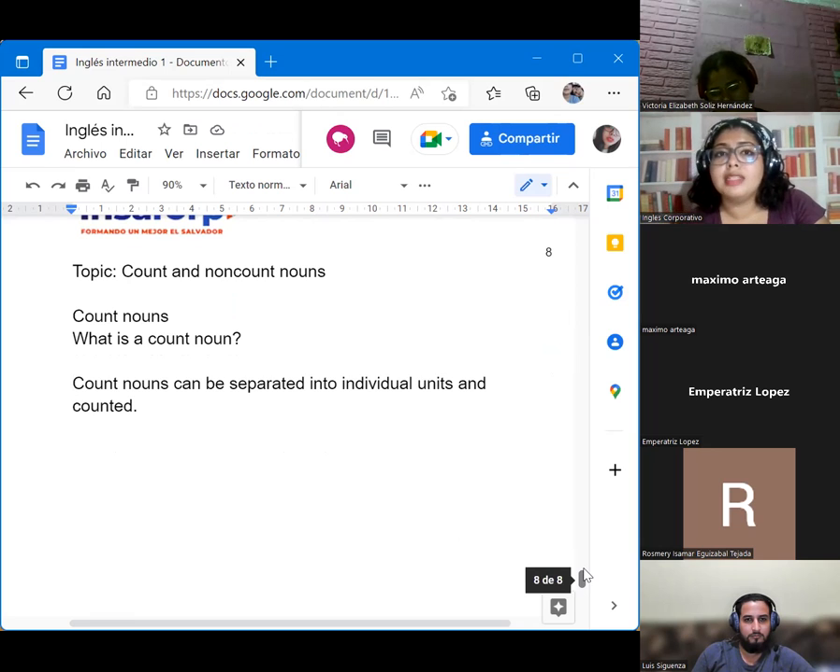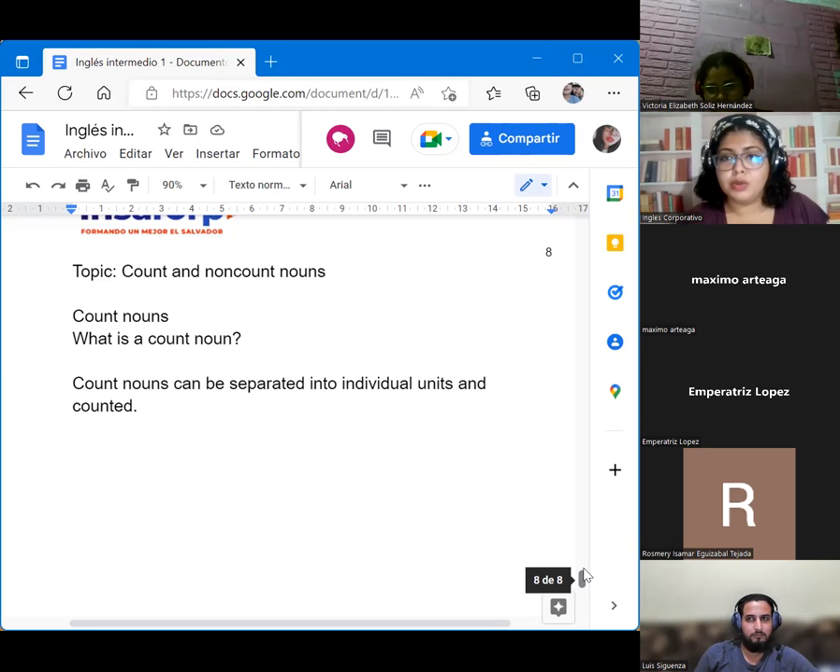Podemos separarlos en unidades y contarlos, así como el ejemplo de las cartas. I have a group of cards. In this case, I have it like this, in this thing, because they are inside. But if I need to count those cards, I need to take them out, necesito sacarlas, and count one by one. So in that case, count nouns need to be separated into individual units and counted to know how many we have of that thing.